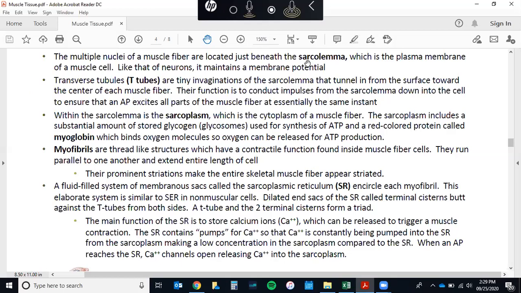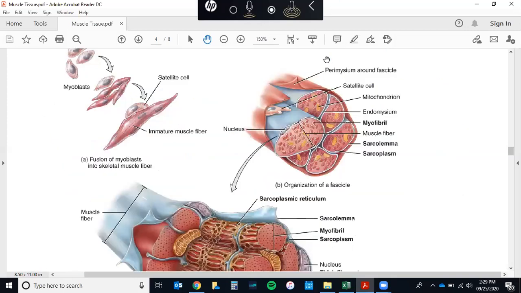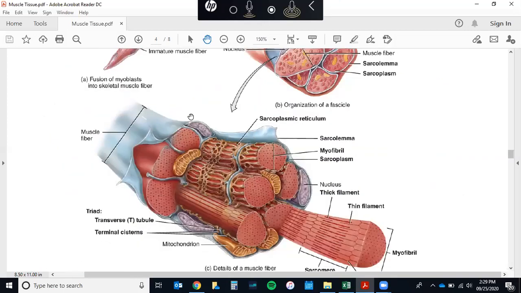For example, the plasma membrane of a muscle fiber gets a fancy name called its sarcolemma, which is what's shown here in blue. It surrounds the muscle fiber, holding the stuff inside and maintaining that barrier between the inside of the cell and the outside of the cell.